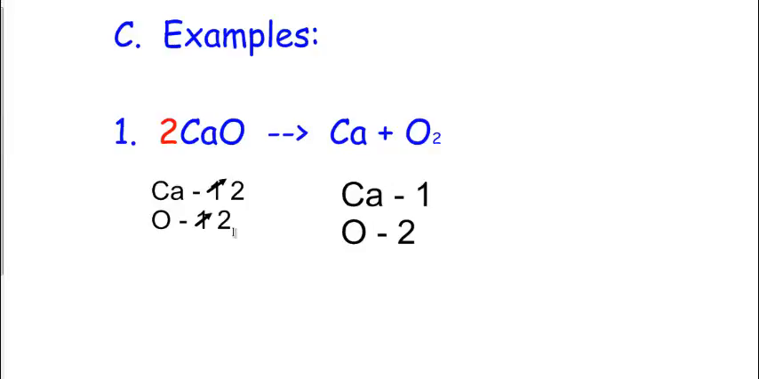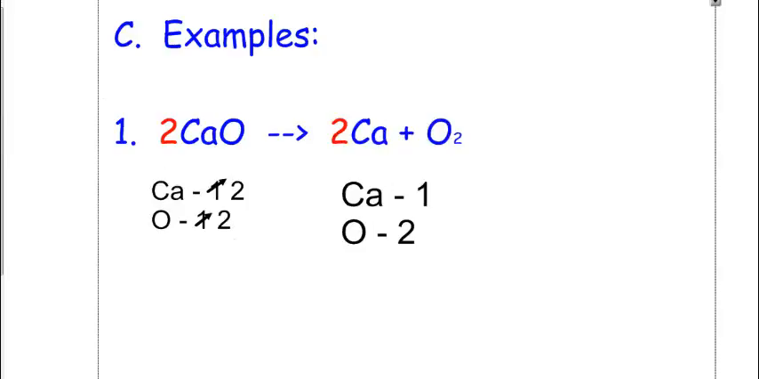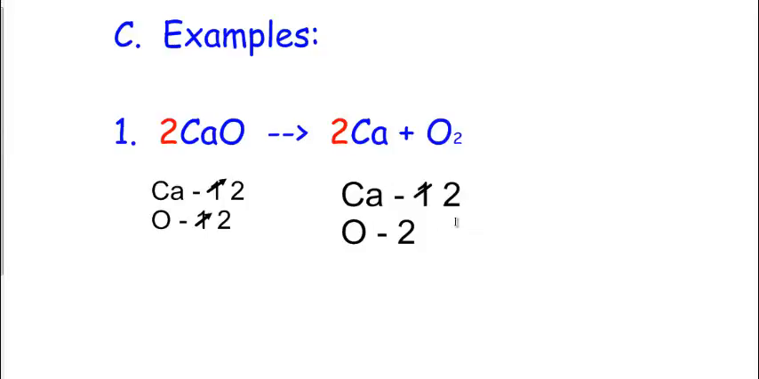Now, calcium was balanced, but now it's not. Can you think of how you could balance the calcium? On the product side, if I put a 2 coefficient in front of the calcium, now I can say I've got 2 calciums on this side as well. Now, calcium, 2, 2, oxygen, 2, 2, everything's balanced out. It's just a coincidence that both calcium and oxygen's numbers are 2. That's not what's important. What's important is calcium has to have the same number on both sides, and oxygen has to have the same number on both sides.